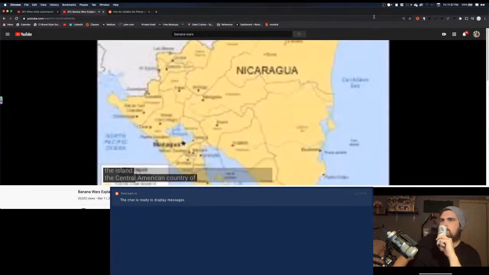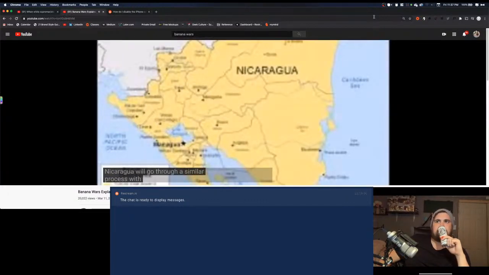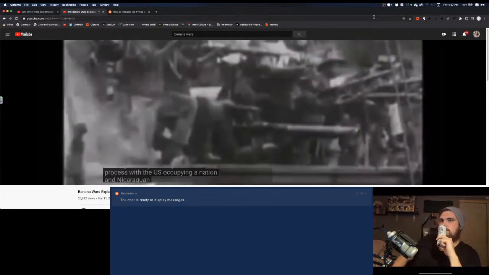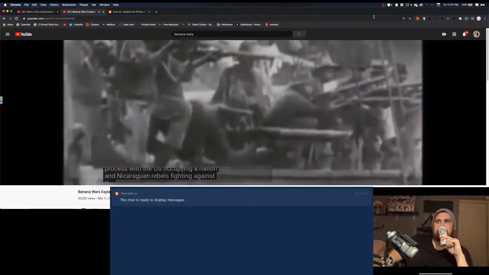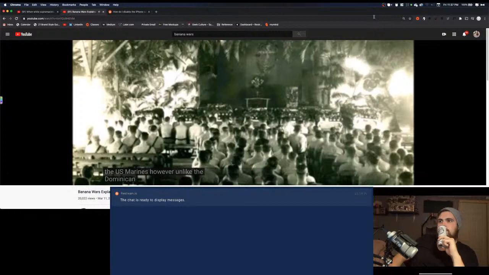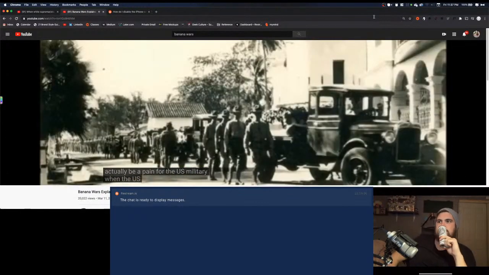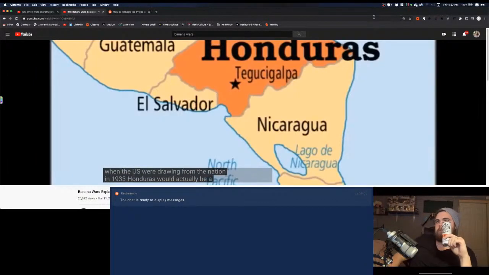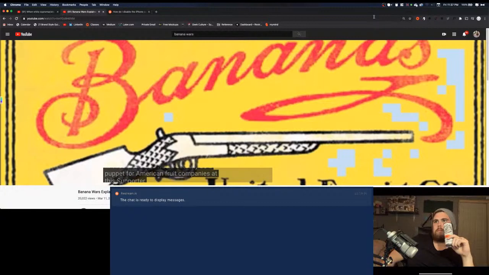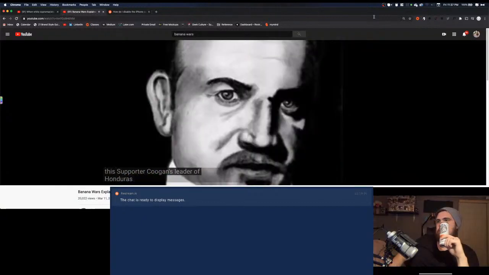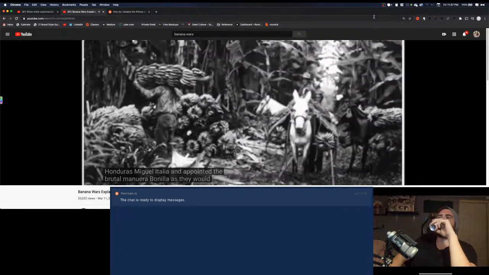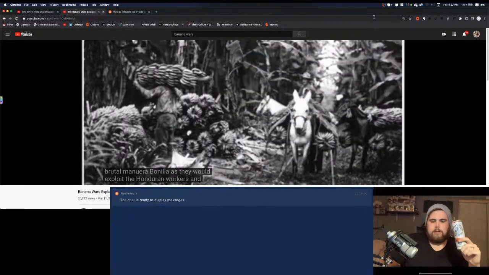The Central American country of Nicaragua will go through a similar process, with the US occupying the nation and Nicaraguan rebels fighting against the US Marines. However, unlike the Dominican Republic, the rebels here would actually be a pain for the US military, with the US withdrawing from the nation in 1933. Honduras would actually be a puppet for American fruit companies after they supported our coup against the leader of Honduras, Miguel R. Davila, and appointed the brutal Manuel Bonilla, as they would exploit the Honduran workers and export them.